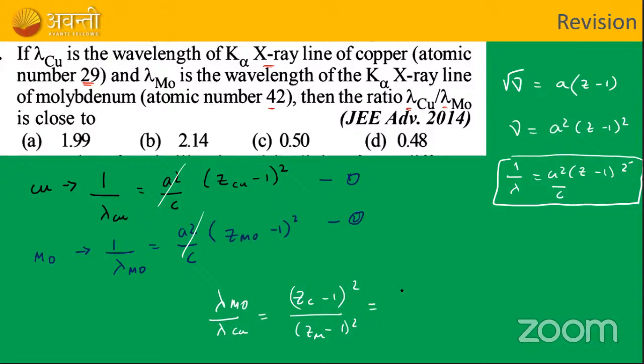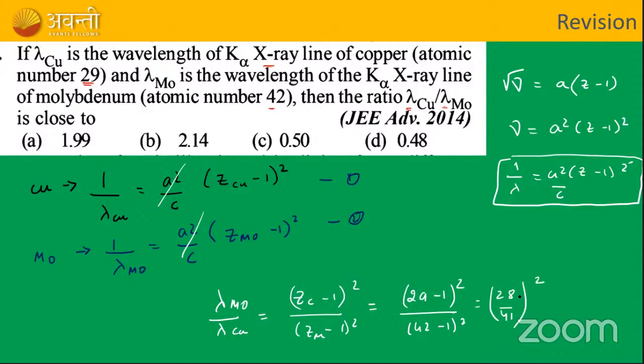What is z of copper? It's given in the question. Z of copper is 29 minus 1 square, divided by what is the z of molybdenum? Molybdenum's atomic number is 42. So 42 minus 1 whole square. So this is 28 square by, this is how much? Sorry, yeah, 28 square by 41 whole square.